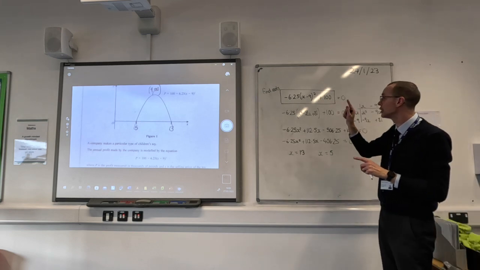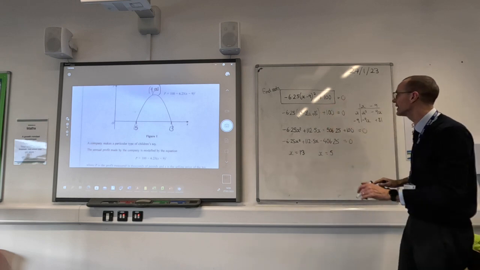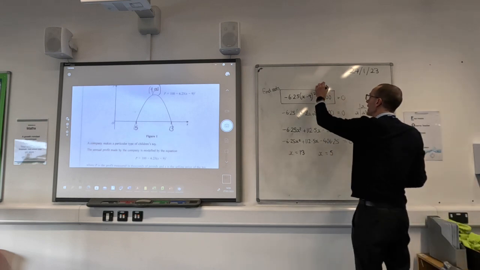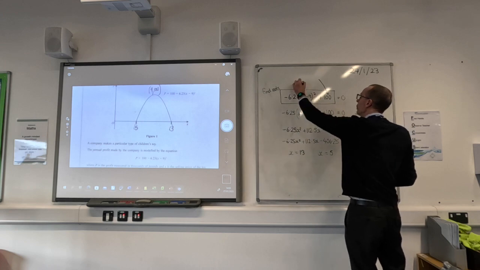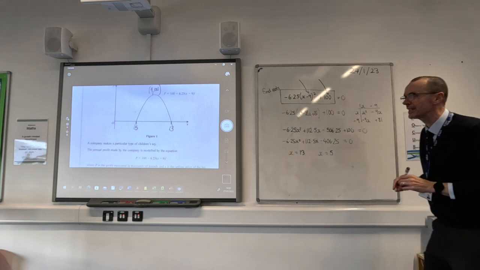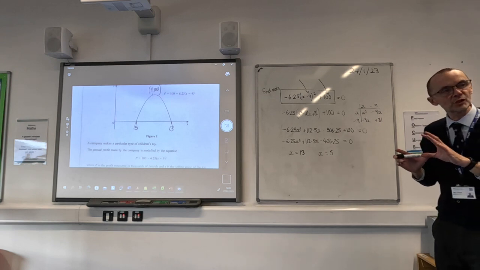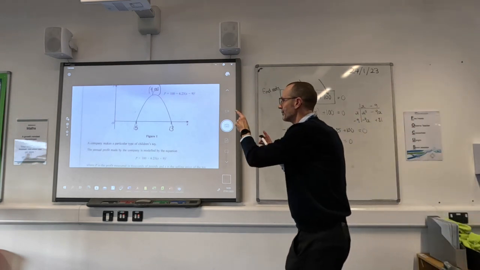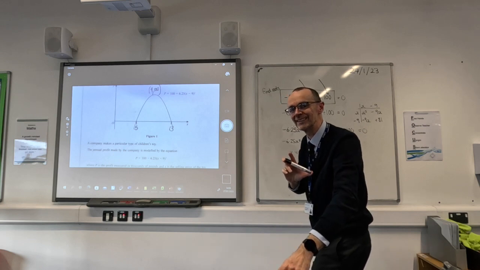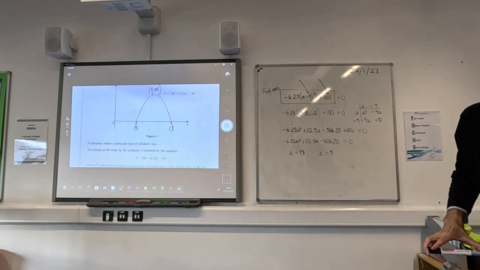So I can just look at that, and that's why they're using the word state, and say the maximum profit is 100 when the selling price is £9. And if I wasn't sure about that, I've got it from my graph. Yes, have I made a mistake? No, I'm just wondering because of the wording of the question.